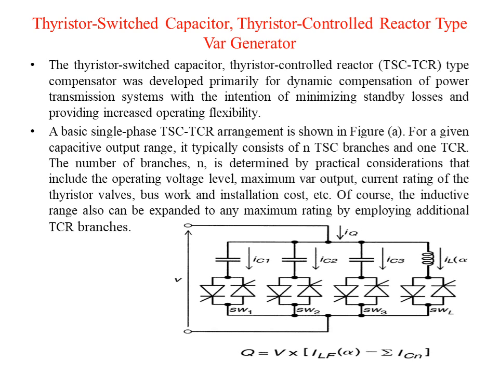The number of branches n is determined by practical considerations that include the operating voltage level, maximum power output, current rating of thyristor valves, bus work and installation cost, etc. So the number of TSC branches depends upon all these factors, that is nothing but operating voltage level, maximum output, current rating, thyristor valves, bus work and installation cost.